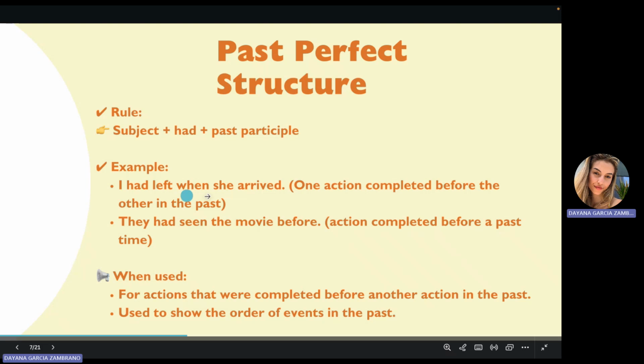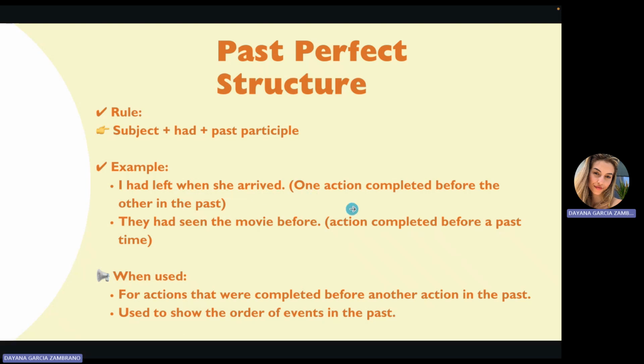So, I had left when she arrived is an action that was completed before the other in the past. So we have two actions, when he left and when she arrived. The first one happened before the other. So he left, and when she arrived, he had already left. Okay. They had seen the movie before. It's an action completed before a past time.